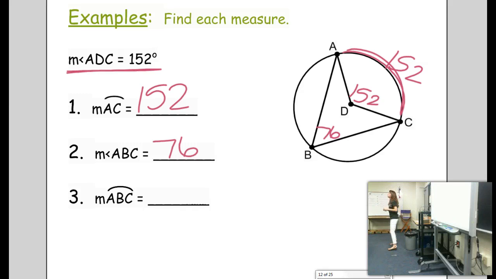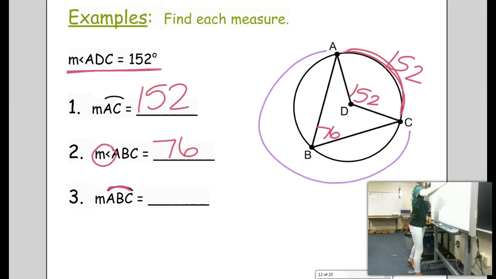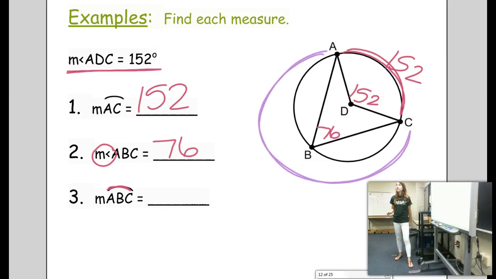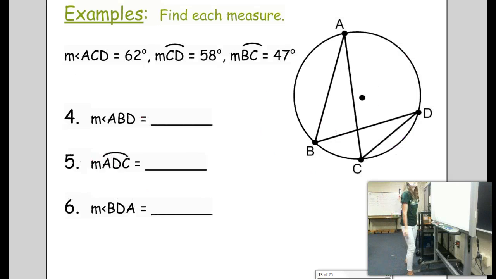Uh-oh. Omar, what's the measure of arc ABC? Notice, these are asking almost the same thing, but you have to look at the symbols. That's an angle, and that's an arc. It's a big difference. Arc ABC. 360 minus 152? Yep. Very good. Are we okay with 360 minus 152? The major arc. It's a breeze. I knew y'all would like circles. I love it. Okay, next one.